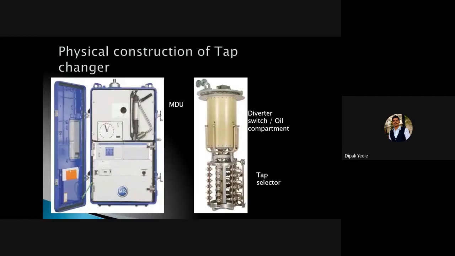Here you can see the physical construction of the tap changer. You can see now that in the tap changer, this tap selector is fitted on this side. Yes, and here the oil compartment is used to quench the arc. The spark that will be created, to quench that spark we have to use the oil compartment. Yes, so this is where the MDU is available. The unit is available here. Yes, and inside this part is going to be fixed.